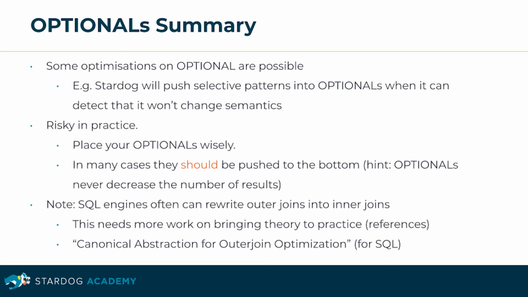Now, as we mentioned, handling optionals and join order optimization are areas of common database architecture, how query planners are designed, and how different databases implement it. In fact, some SQL engines can often rewrite outer joins into inner joins. But this is a leading area that needs more work on bringing theory to practice. For those interested in the lower level details, there are many papers out there, and we recommend taking a look at canonical abstraction for outer join optimization, which is a SQL-related paper.